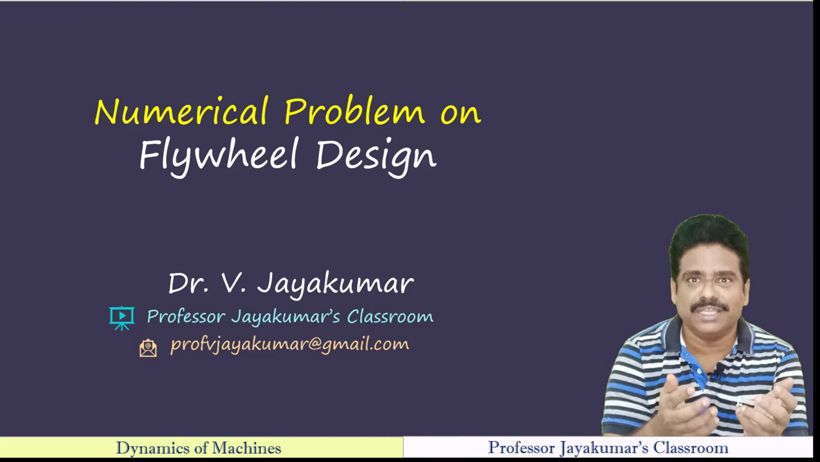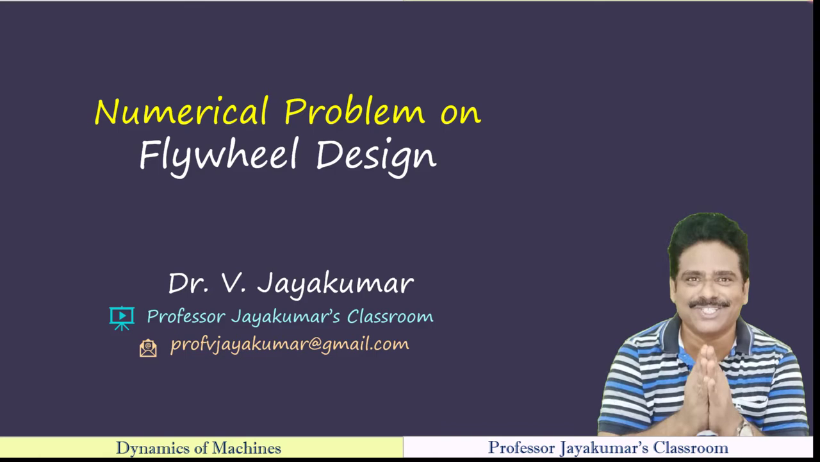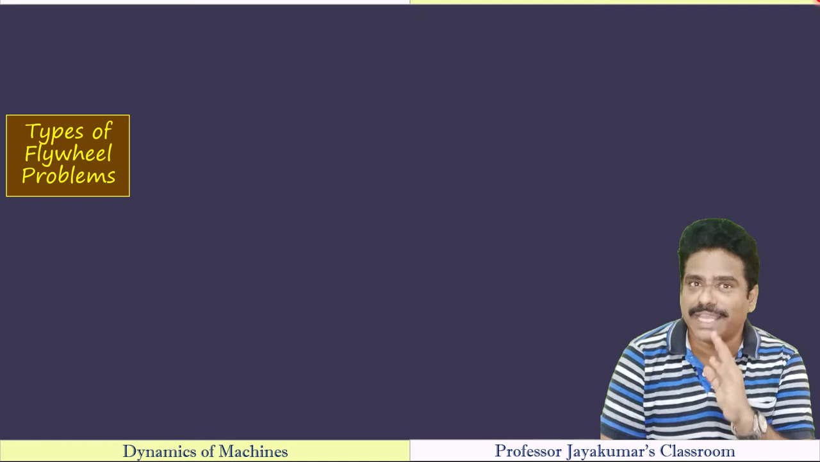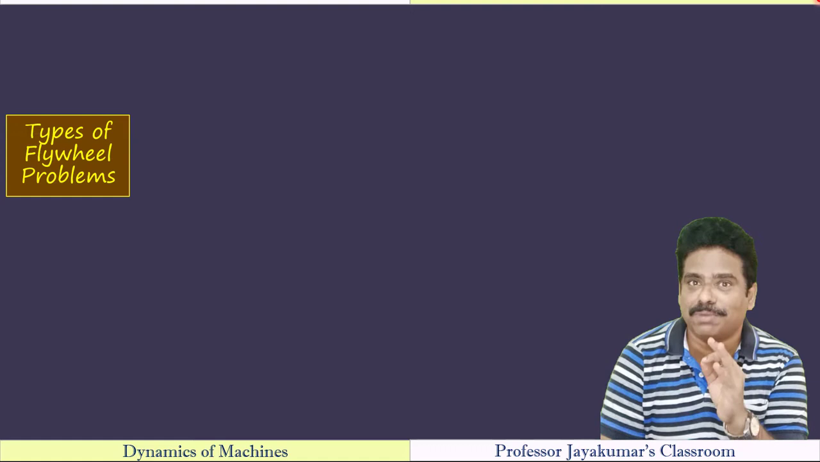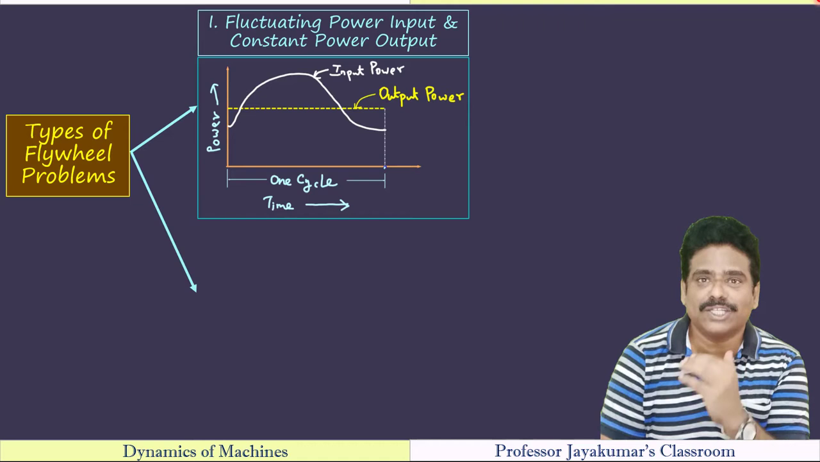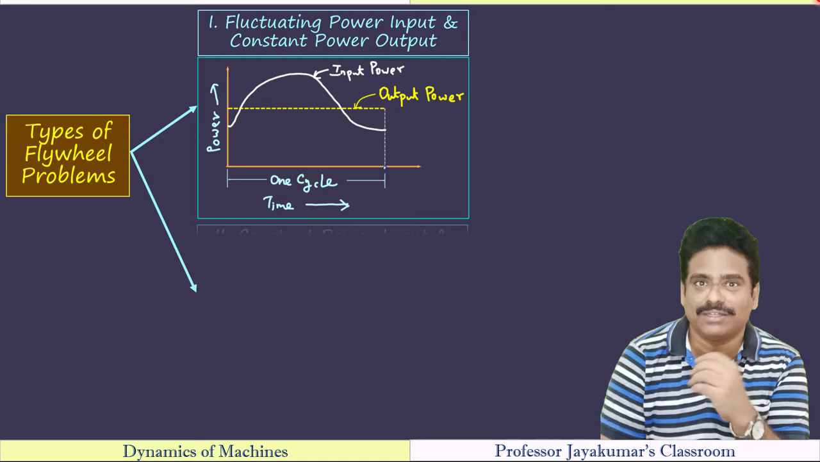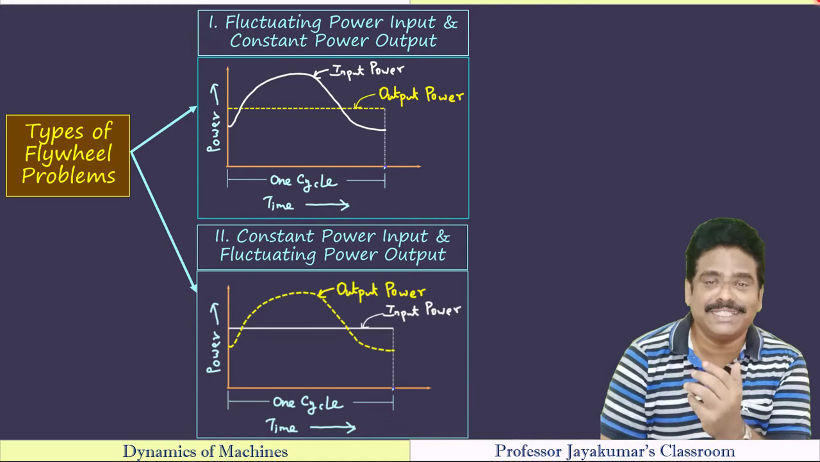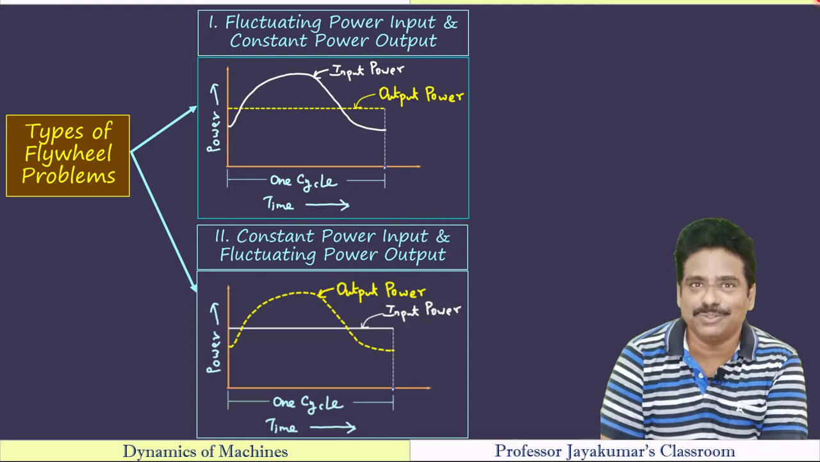So let's get started. At least from the student's point of view, flywheel problems can be classified under two broad types based on the nature of the power input and the power output. If we have fluctuating power input and require constant power output, that kind of problem can be classified as category one. On the other hand, if the power input is constant, whereas the required power output is a fluctuating one, we term it category two, right?